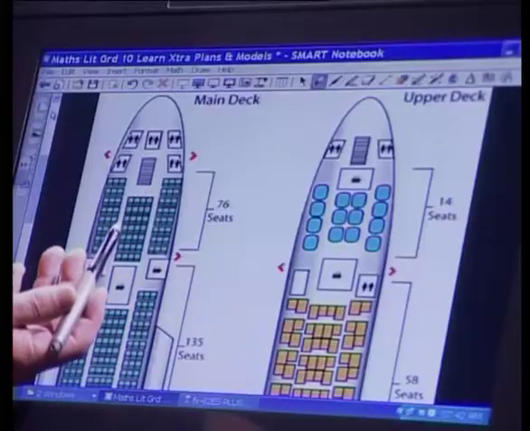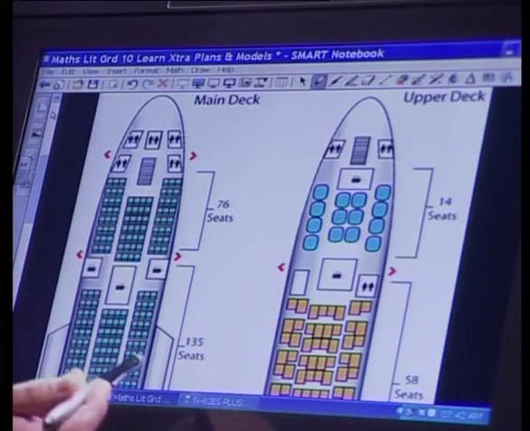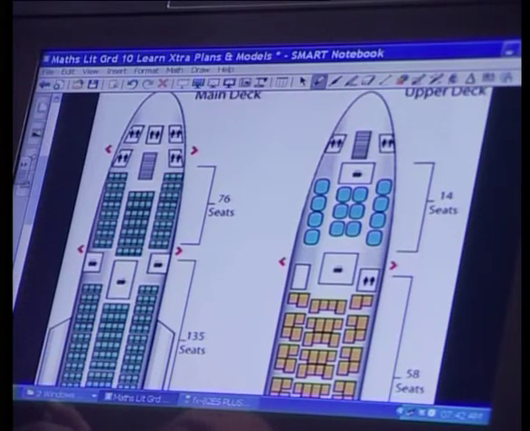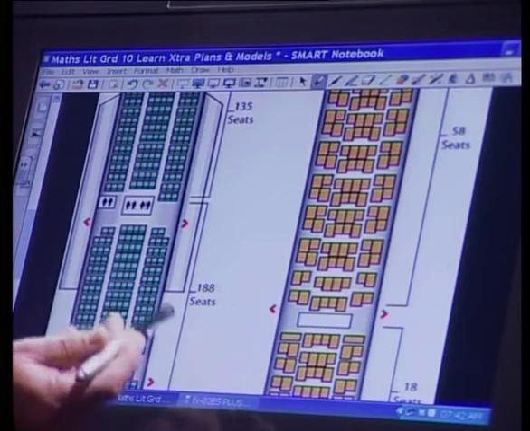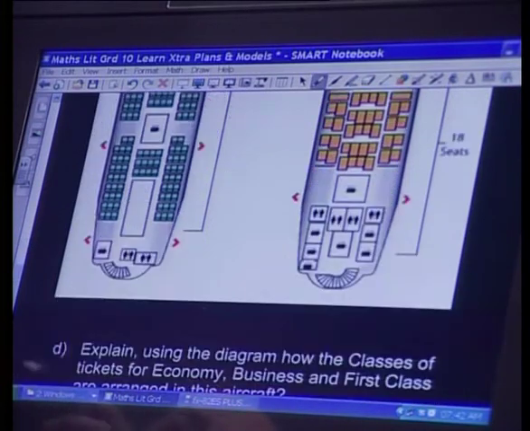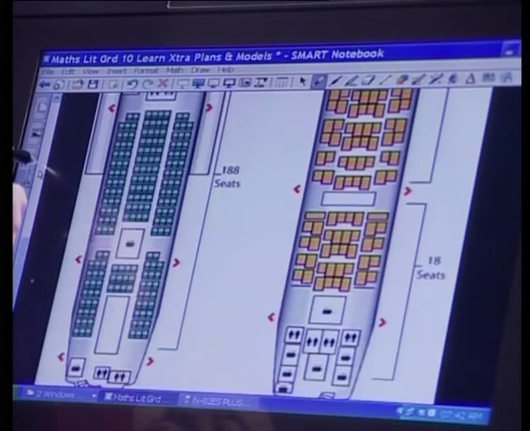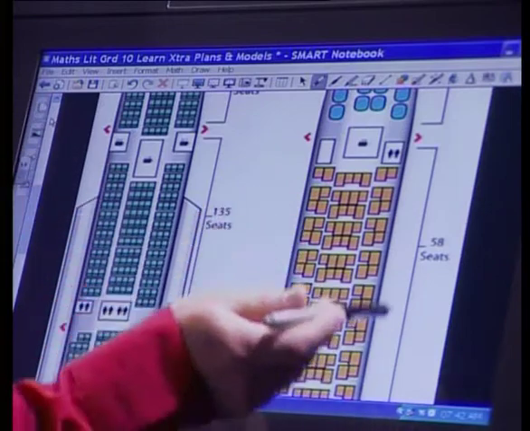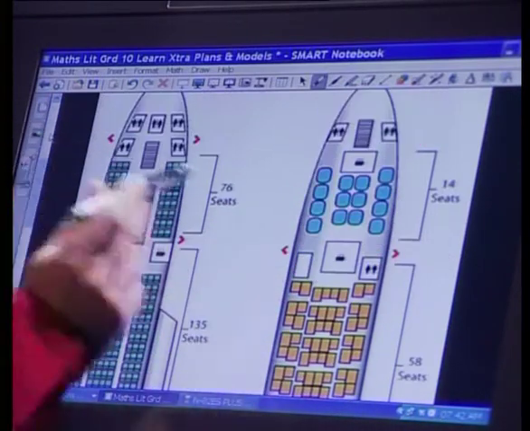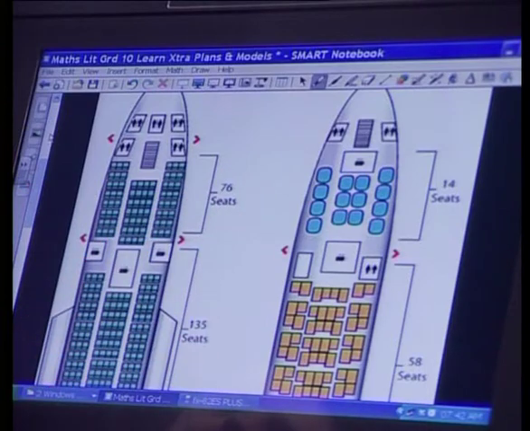Well, if I look at the main deck, I can see I've got 76 seats here, 135 seats here, and then 188 seats here, for this bottom section. On the top section of the deck, we've got 18 seats. We counted these earlier, if you remember. 58 in this section, and then we've got 14 seats over here. Well, how would you decide as to which seats belong to economy, business, or first class?